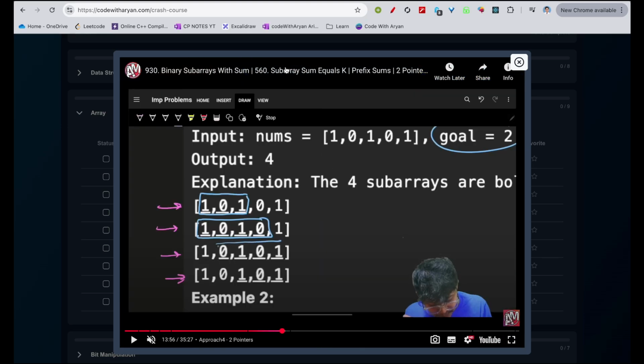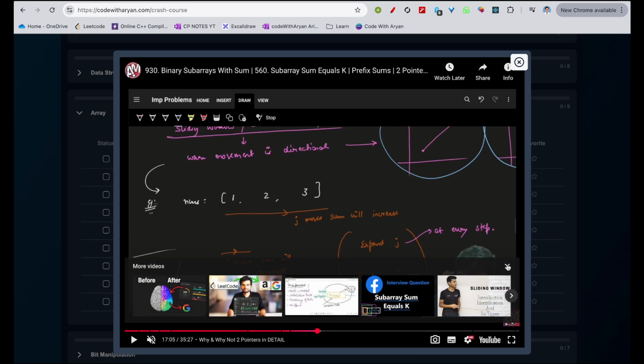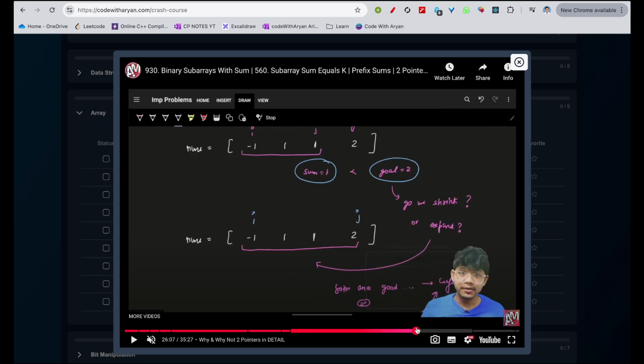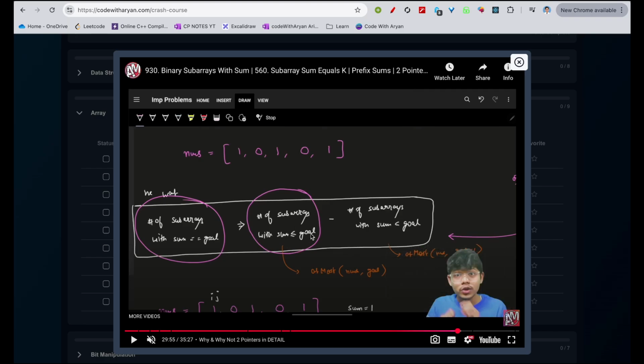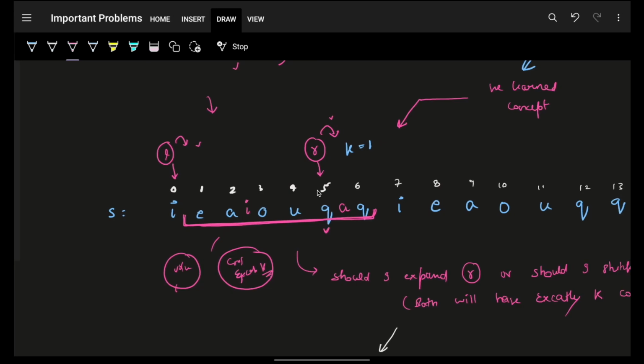If you come back, you have these two problems, right? Binary subarray with sum and subarray sum equal to k. For equal to k, we realized that we were confused whether we have to shrink or expand, and that is the reason we had to go around and check what to do. In that, if you remember, to find the answer for an equal to k goal, we try for less than or equal to goal, and then we subtract less than goal. The same way we will approach here.